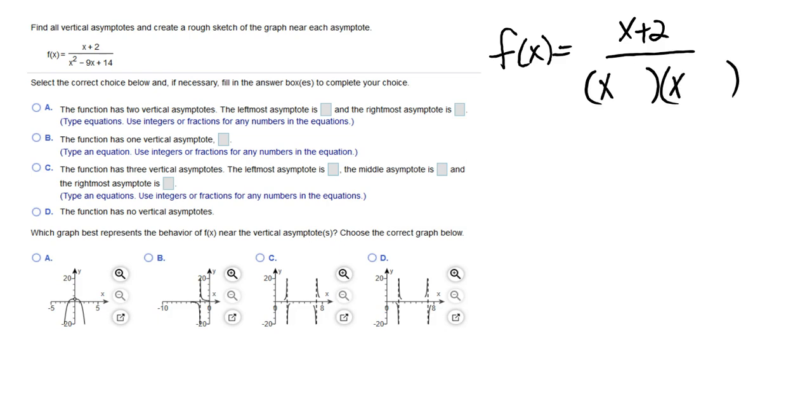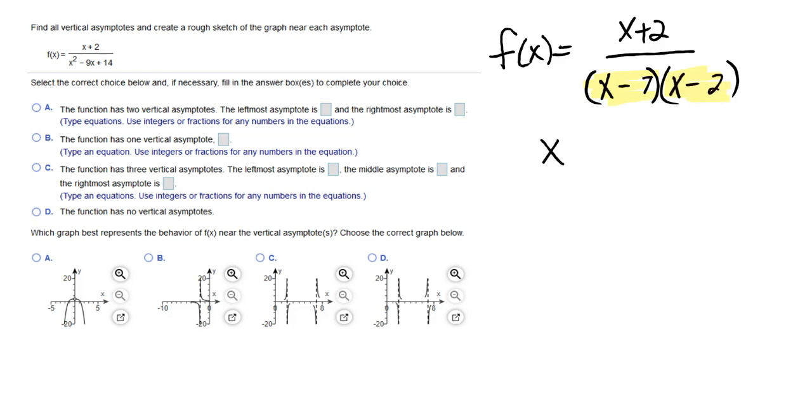So our denominator, x squared minus 9x plus 14, is going to factor into (x and x). Factors of 14 are 7 and 2, and I'm going to make them both negative. And that is the correct factorization. You notice that we don't have any common factors, so I'm going to have vertical asymptotes at these two factors.